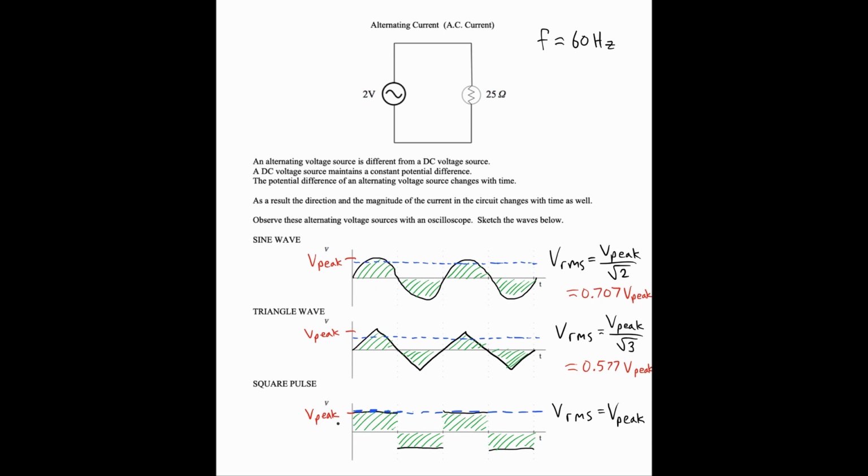So the square pulse hooked up to a light bulb will create the brightest situation. When it comes to the triangle and the sine though, the triangle would be the dimmest, and the sine wave would be in the middle.